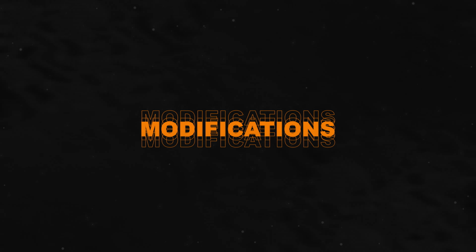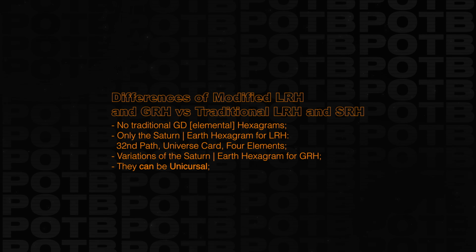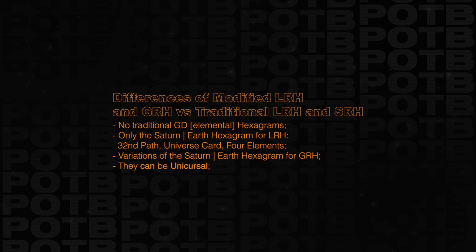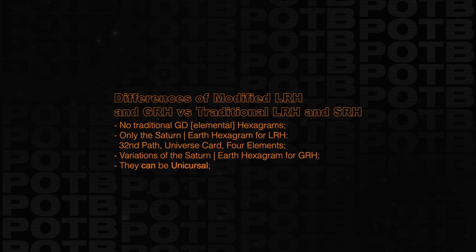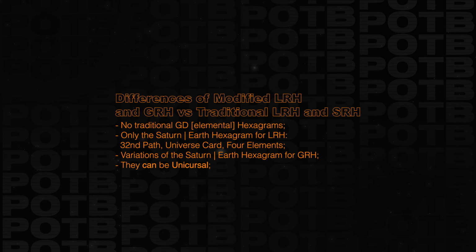Modifications. When rebuilding the Golden Dawn into the system of AA, Astrum Argentum, Crowley transformed the traditional Supreme into a greater hexagram ritual employing a single Earth or Saturn hexagram. A further adjustment uses the Unicursal Hexagram, and that includes 1. Saturn or Earth hexagrams for the lesser or general banishings and invocations, as Saturn is the 32nd path of the 4 elements and the universe card.